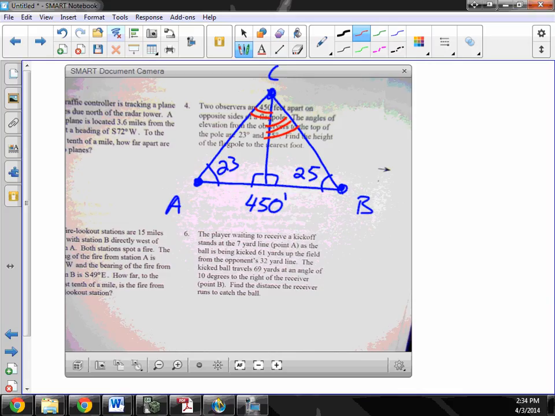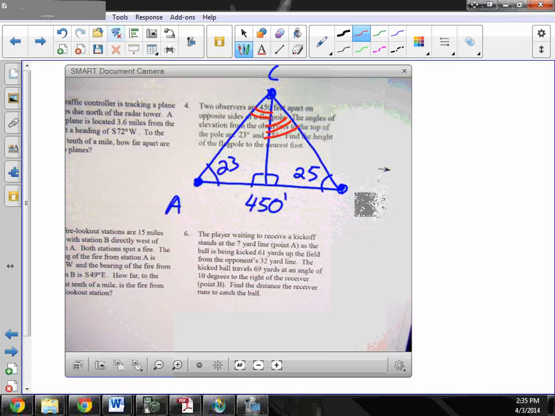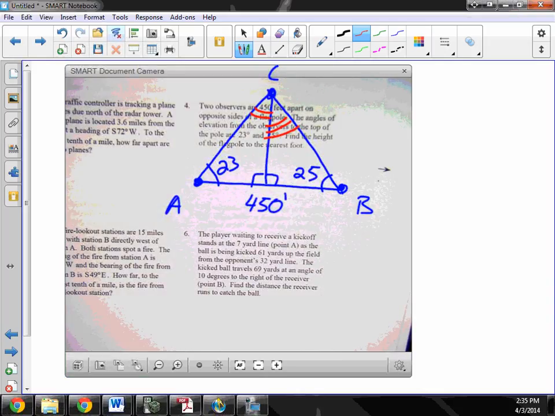So we want to know how tall the flagpole is. How are we going to do that? Is the flagpole halfway between A and B? We know it's not halfway. How do we know it's not halfway? The angles are different. So because the angles are different, we know they're not halfway. In fact, we just figured out that A was further from the flagpole than B.